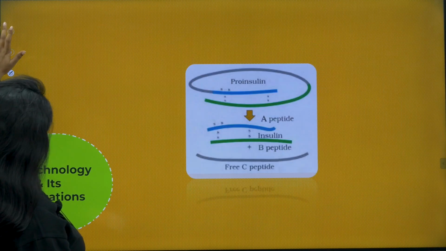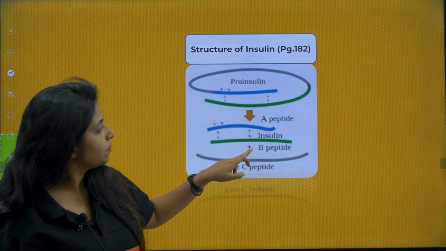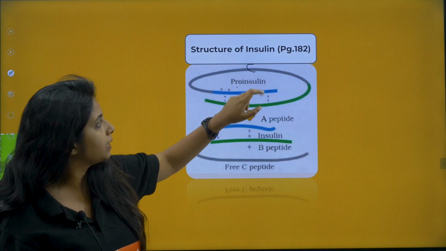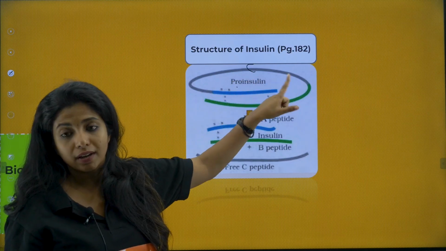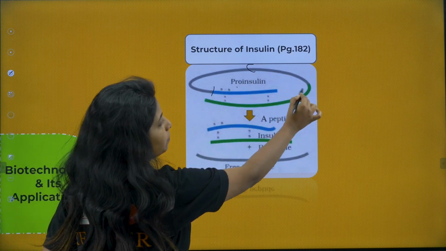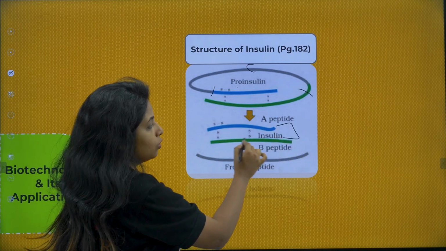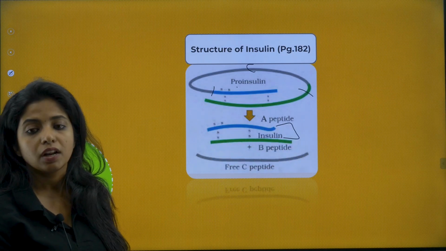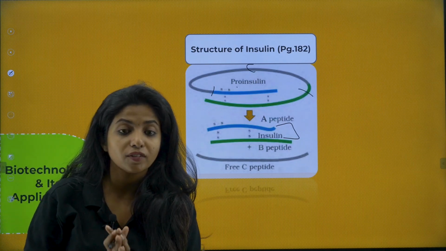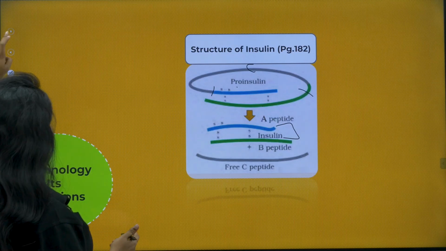Cool? Now, biotechnology and its applications: you had the structure of insulin, my dear children. This is the A peptide, this will be the B peptide and this is the C peptide. So this is proinsulin because it has a structure like that. Now in actual insulin, which is the functional form, you remove the C peptide. So A and B are together, you remove the free C peptide, and that's when you get insulin. Now what are the bonds present over here? These are the disulfide bonds present between the chains of the polypeptide of insulin. Okay? Chalo. So that is important.